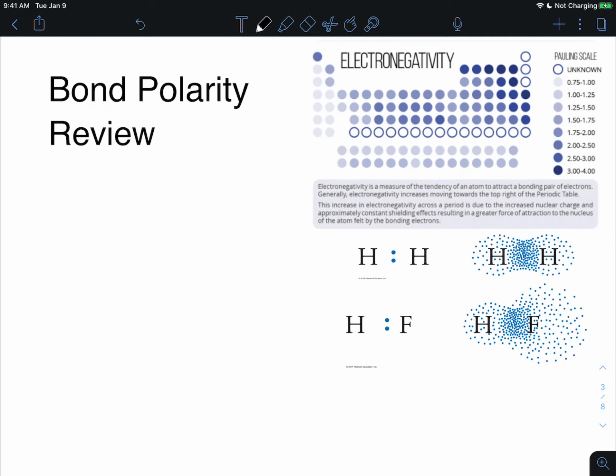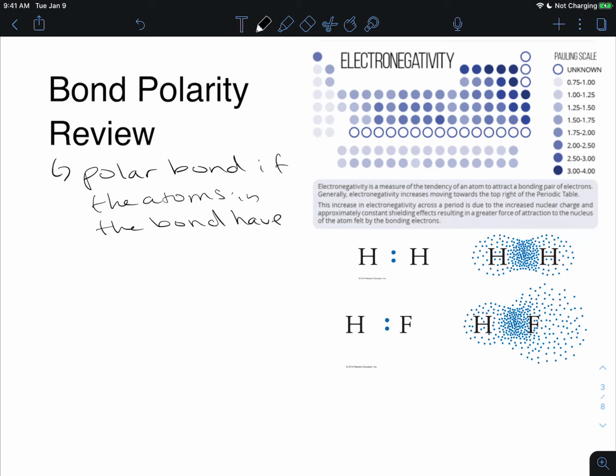So let's just review what bond polarity is. Here we have a polar bond if the atoms in the bond have an electronegativity difference of greater than 0.4 on the Pauling scale. So that results in a polar bond.